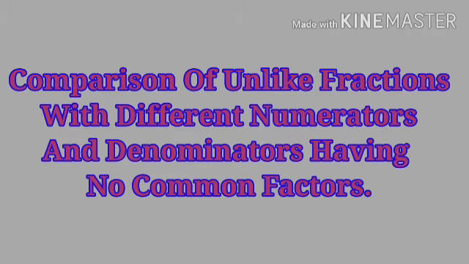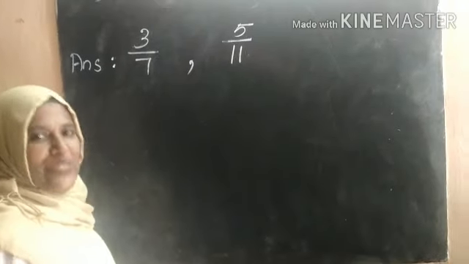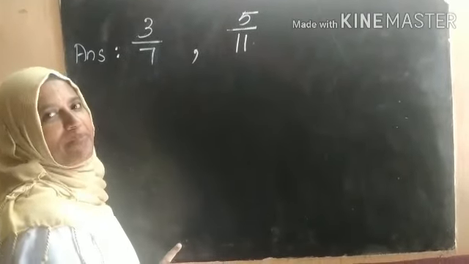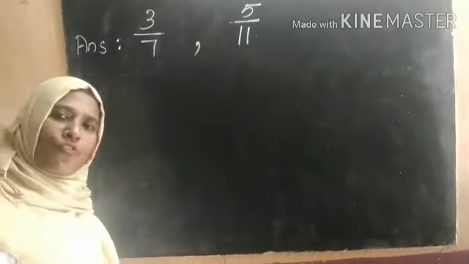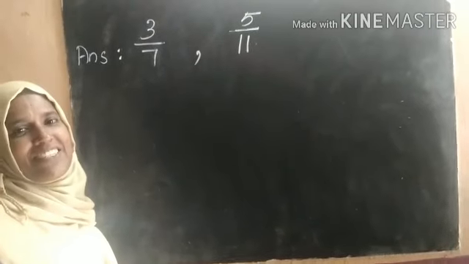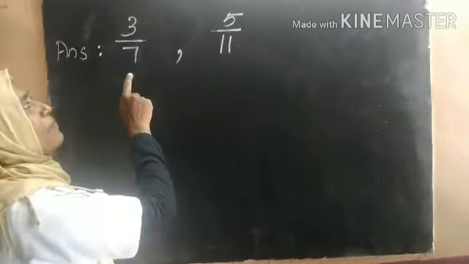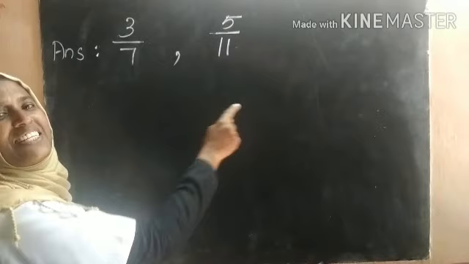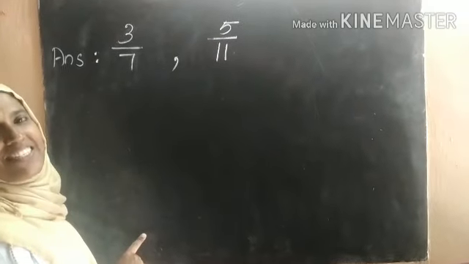Next one is comparison of unlike fractions with different numerators and denominators having no common factors. Let's go through the problem. So, consider the given fractions for comparing. First of all, we have to find out the speciality of these fractions. Okay, in this, the denominators are different. These fractions are called unlike fractions.